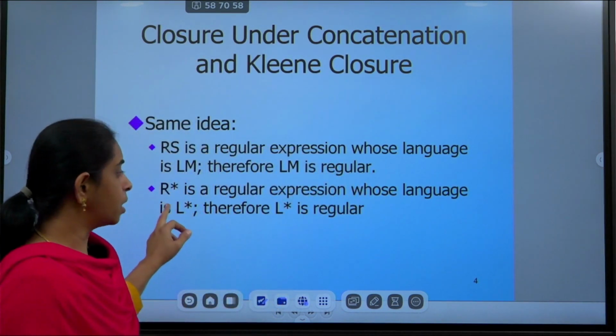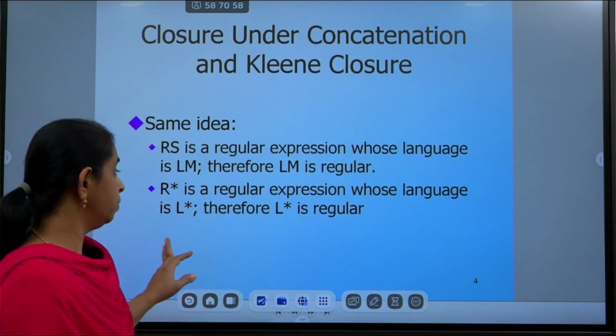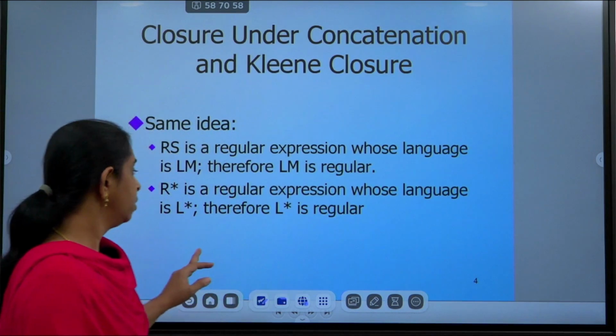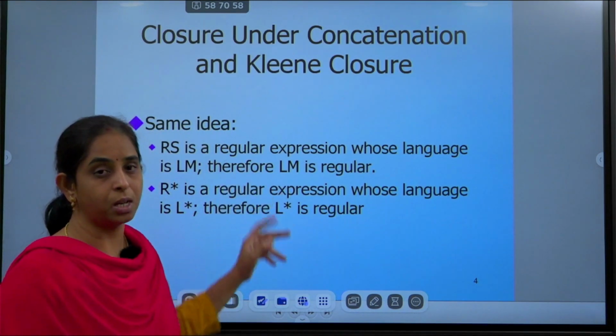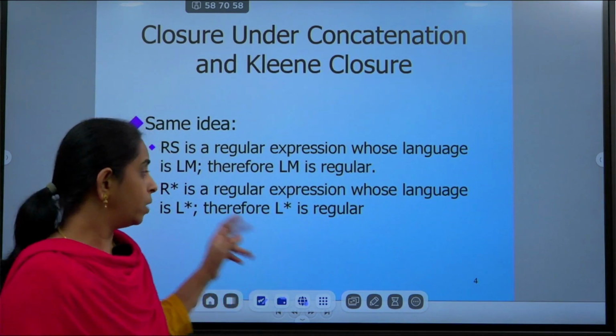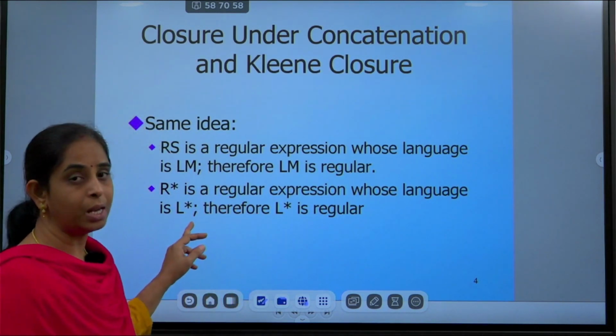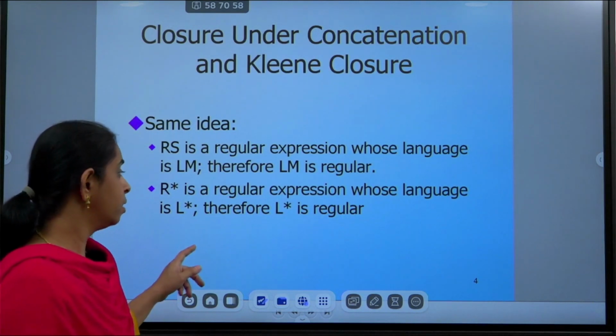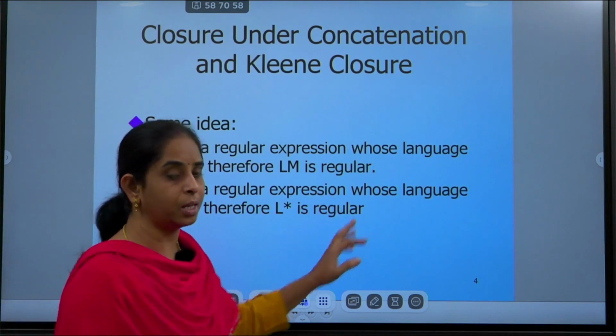Next, R star is the Kleene closure operation. Whenever R star is a regular expression, the language of R star, the Kleene closure of the regular expression, is L star. The regular language of the Kleene closure is L star. Therefore, L star is also regular.